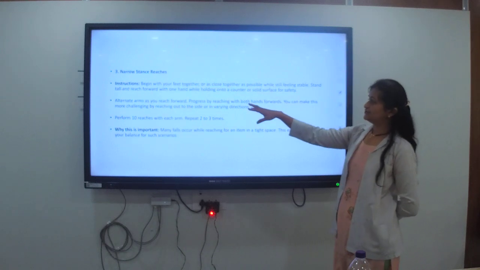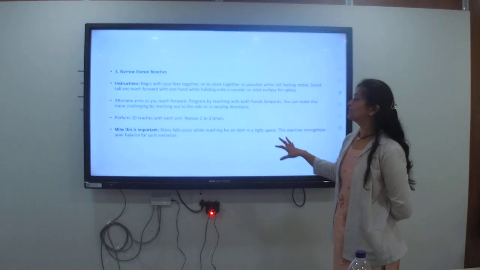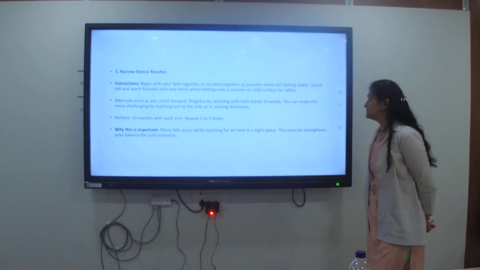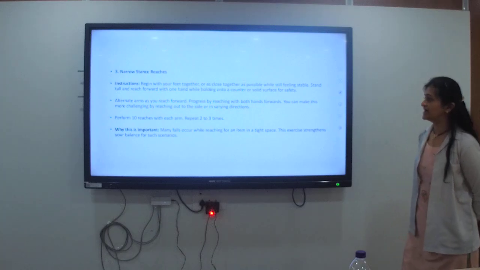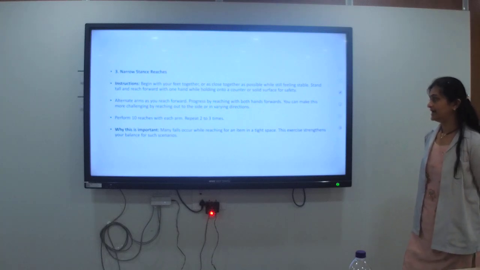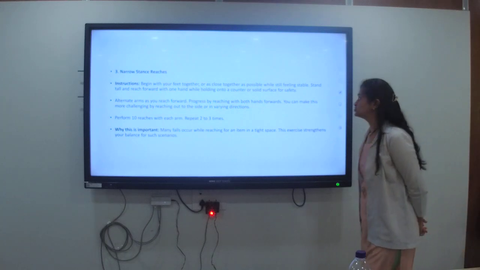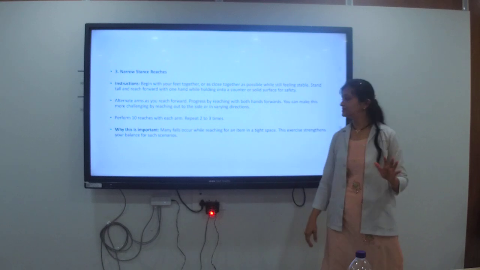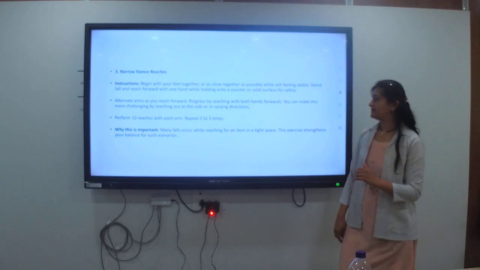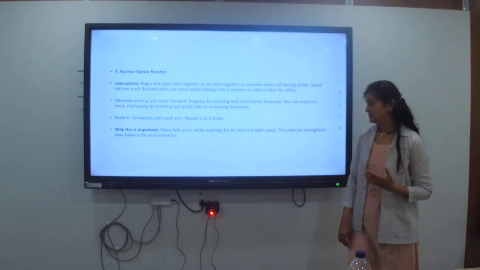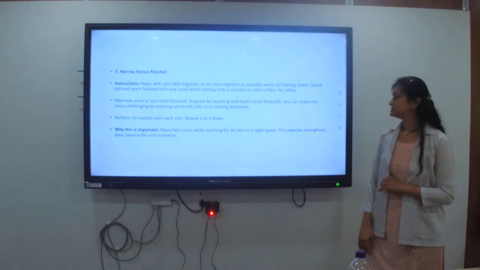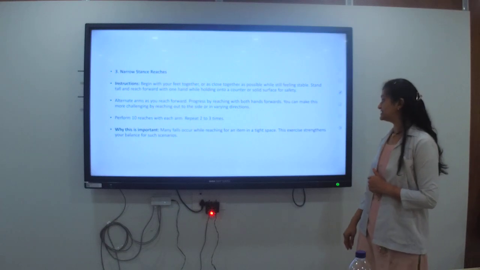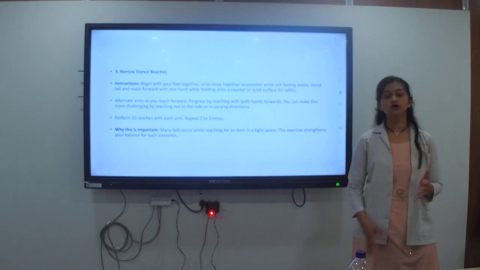The third is your narrow stand reaches. So here what you have to do, begin with your feet together or as close together as possible while still feeling stable, and you have to stand tall and reach forward with one hand while holding onto a counter or solid surface for safety. Similarly, you have to perform 10 reaches with each arm and repeat it 2 to 3 times. This is important. Why? Because many falls occur while reaching for an item in a tight space. This exercise strengthens your balance.